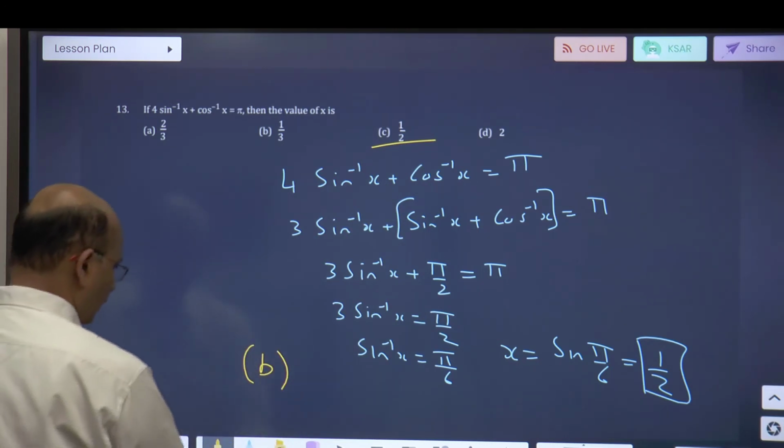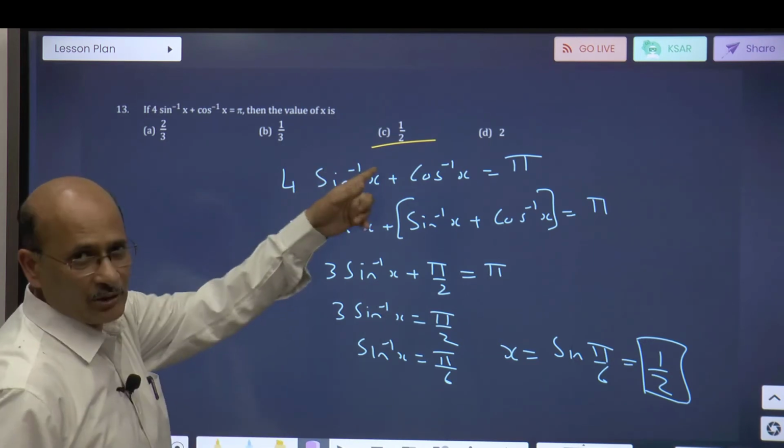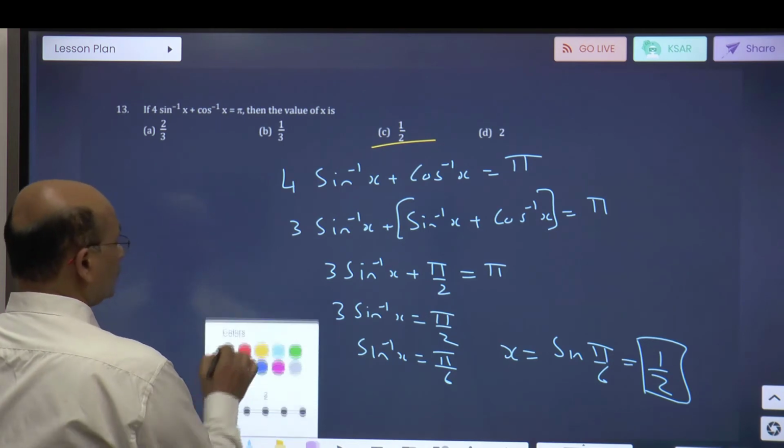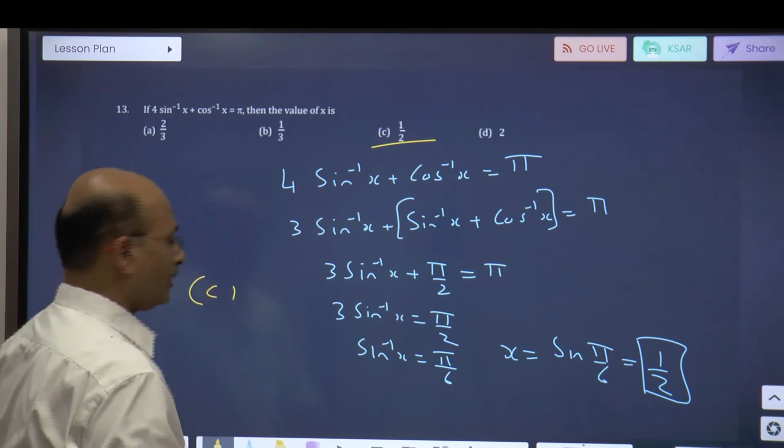Oh sorry, I beg your pardon, sometimes in exams also this happens, you get the correct answer, you choose the wrong one. So don't do that, please remember this. This is nothing but C option is the right option.